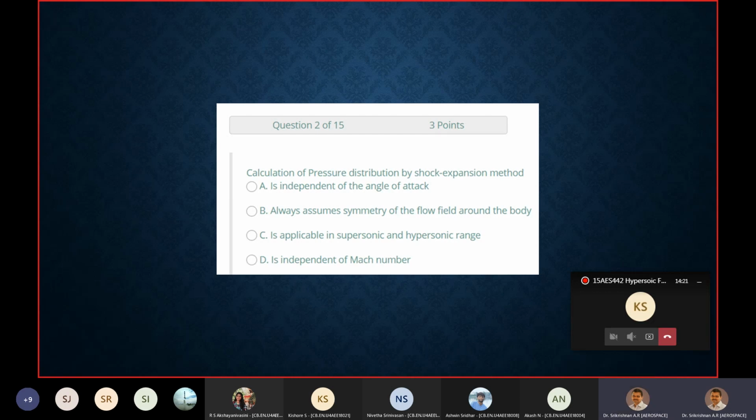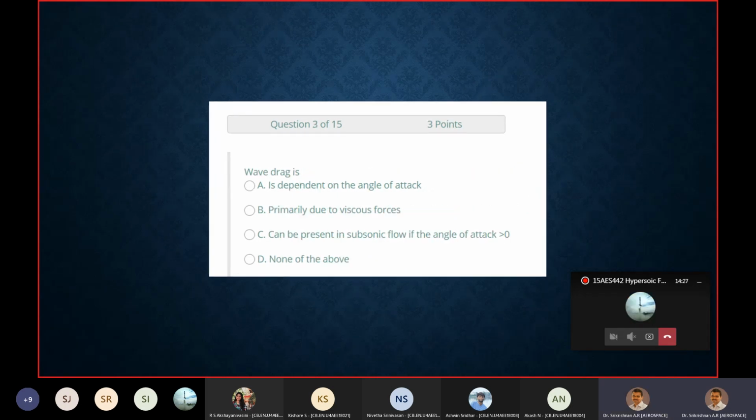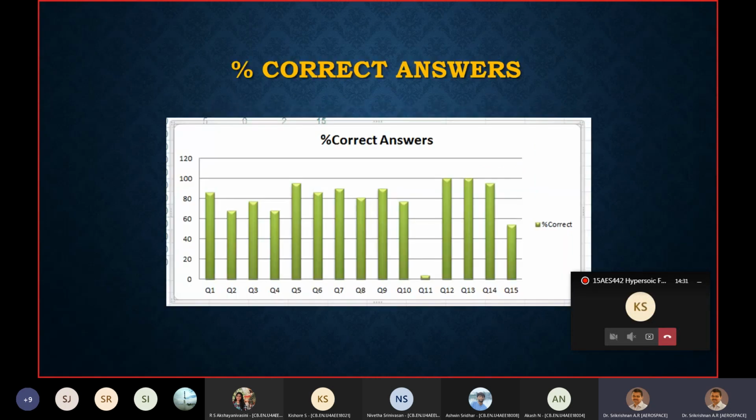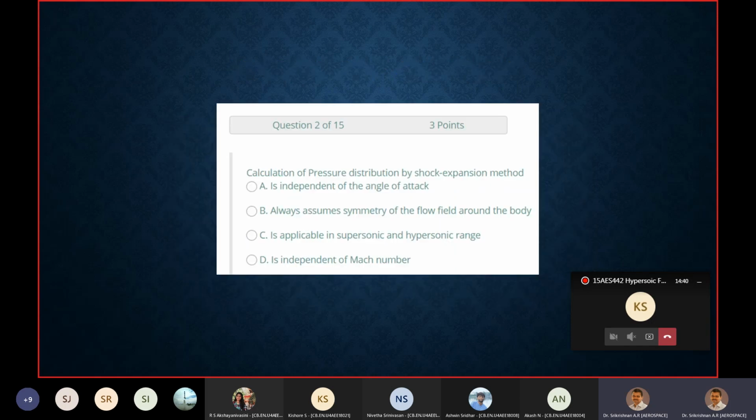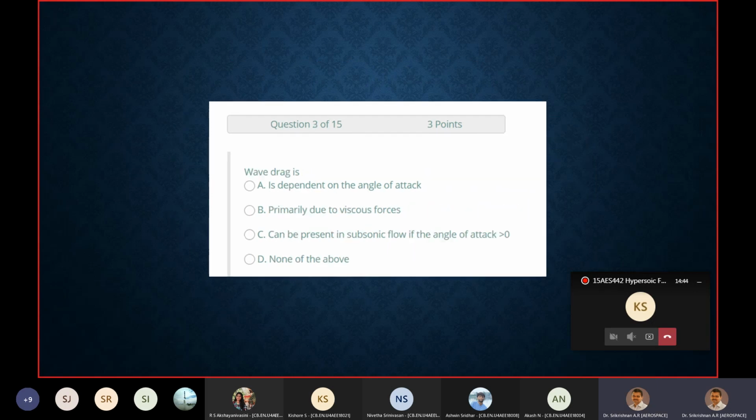Is that okay? Reasonable? Shall I proceed? Okay. Now question number 3. Let's see. Q3. Yeah, that's close to 80 actually, 75 probably around that. Calculation of pressure distribution. I'm sorry. 3. The wave drag. These are actually related.